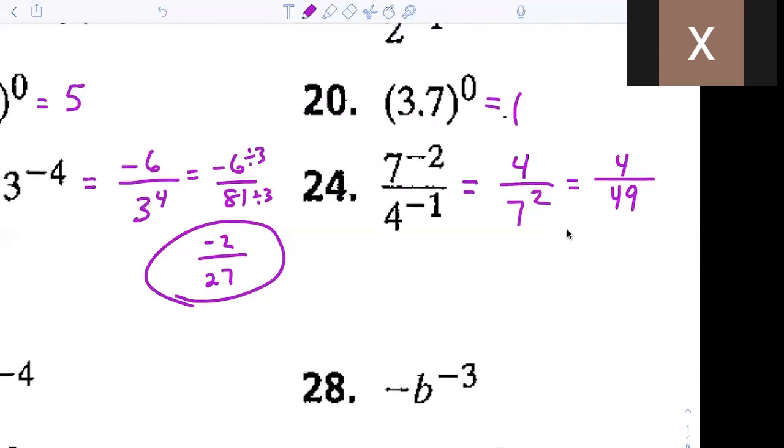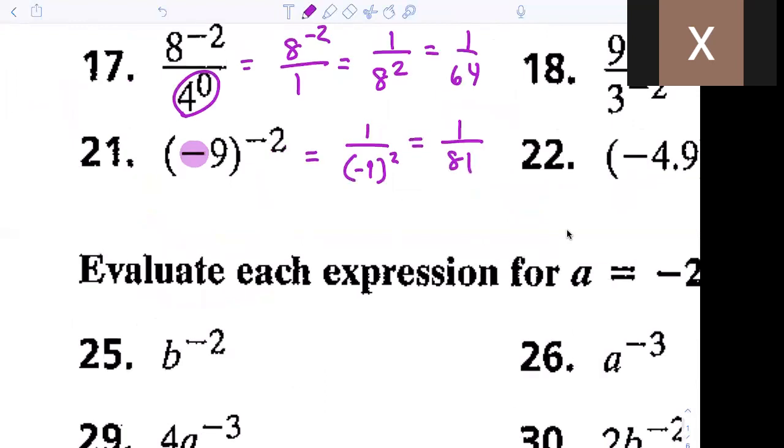All right, 21, we're re-explaining 21. All right, here we go, number 21. Because it's in parentheses, the negative is affected. So you move the whole quantity to the bottom: 1 over parentheses, negative 9 squared. And negative 9 squared is negative 9 times negative 9. That's why it's 1 over 81. All right, anybody have any questions?